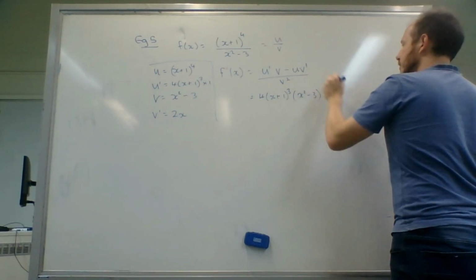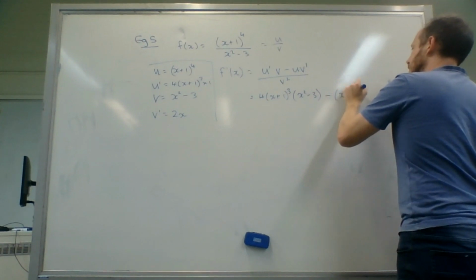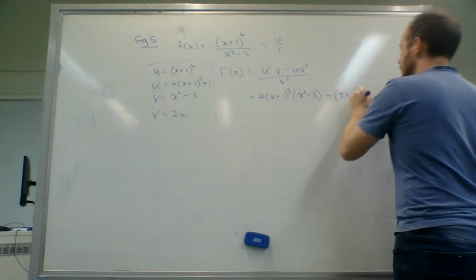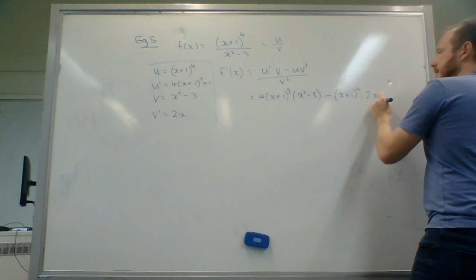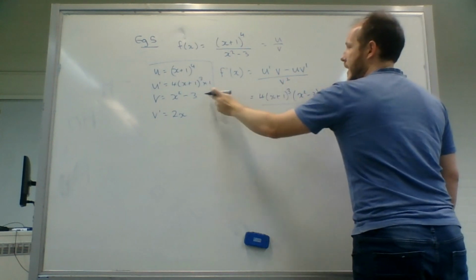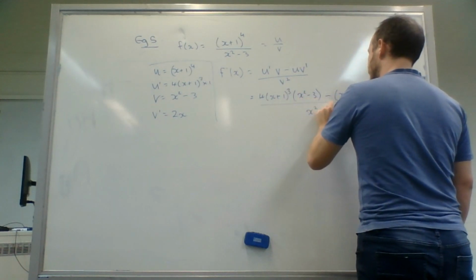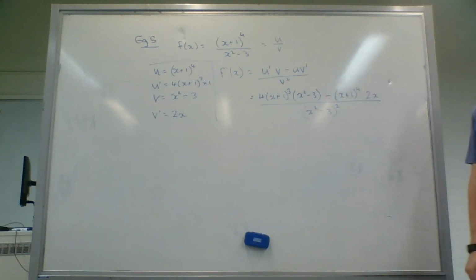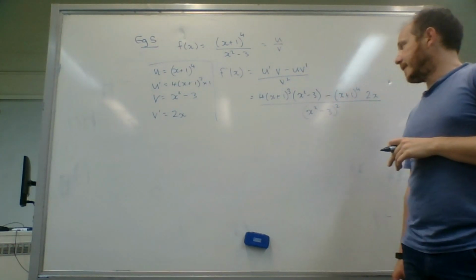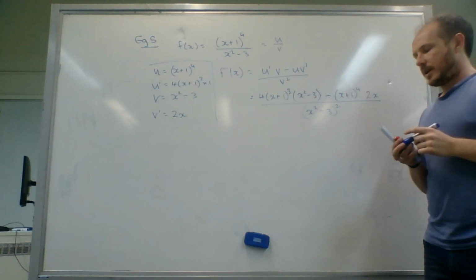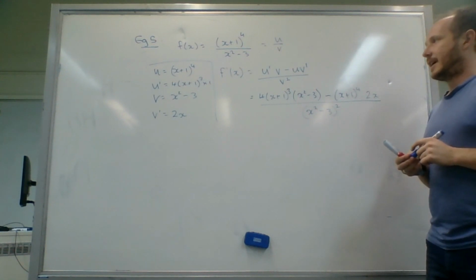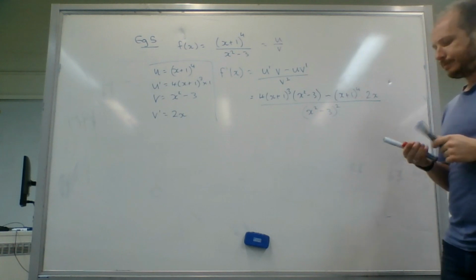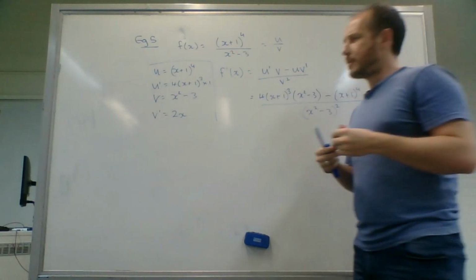Minus u times v dashed, which is 2x, divided by v squared, so (x squared take 3) squared. And again, I'm not asking you to simplify at this point, okay? I'm happy for you to leave it in that form. All right. Might do one more example.